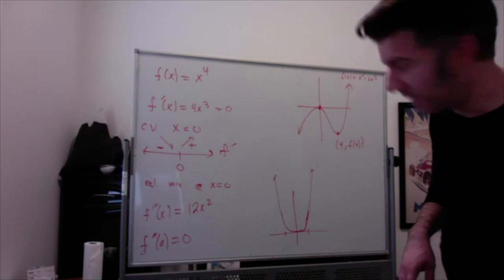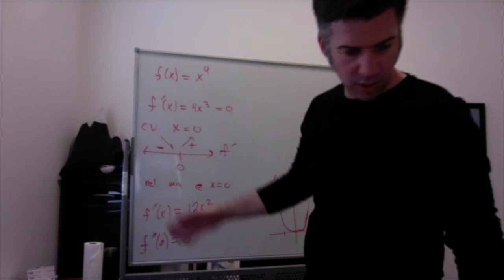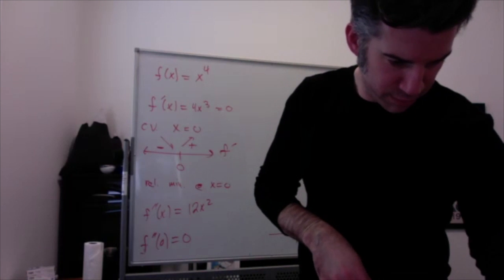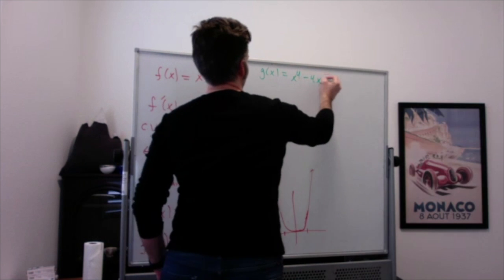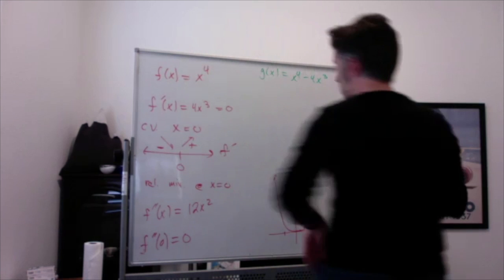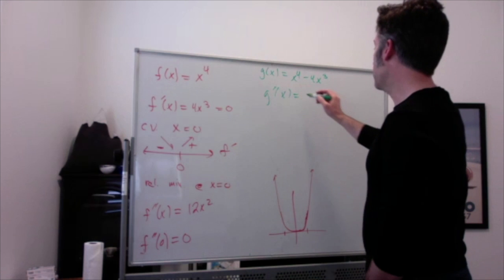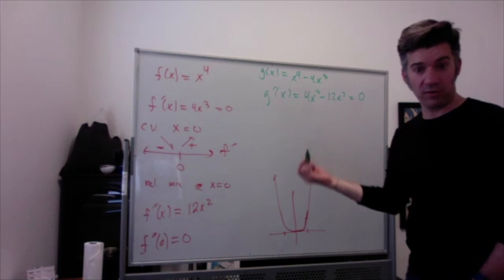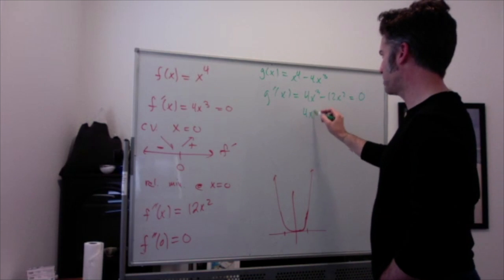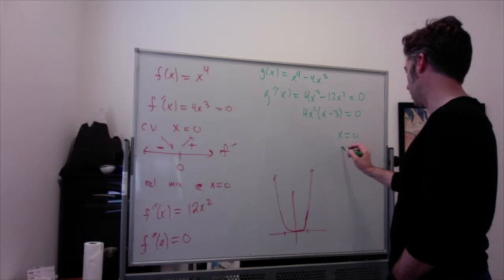And let me show you my last example now, which is, let's say g of x is x to the fourth minus 4x cubed. So here's what this function looks like. The first derivative, I'm going to skip the first derivative test on this one at first, is 4x cubed minus 12x squared. I'm going to set that equal to 0 to find the critical values. Factor out 4x squared times x minus 3. So my critical values are x equal to 0 and x equal to 3.